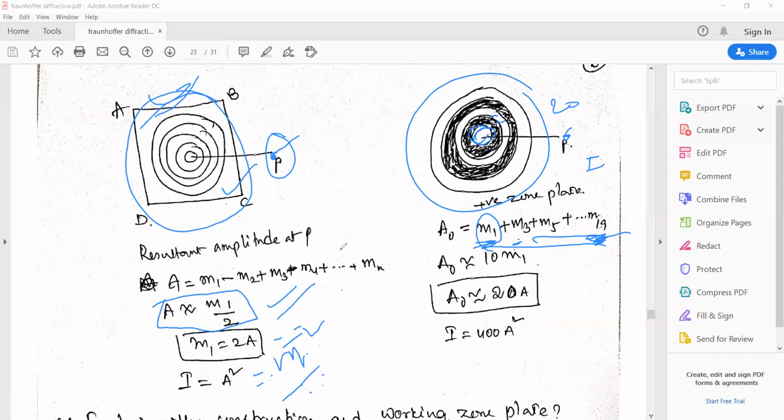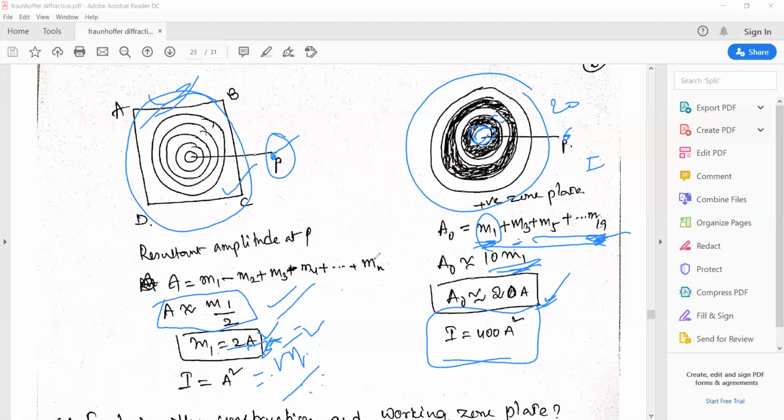So 10 m1 will be here. Since m1 is equal to 2a, substitute that here. So a naught will be 20 times a. So the intensity will be 400 times the amplitude square.